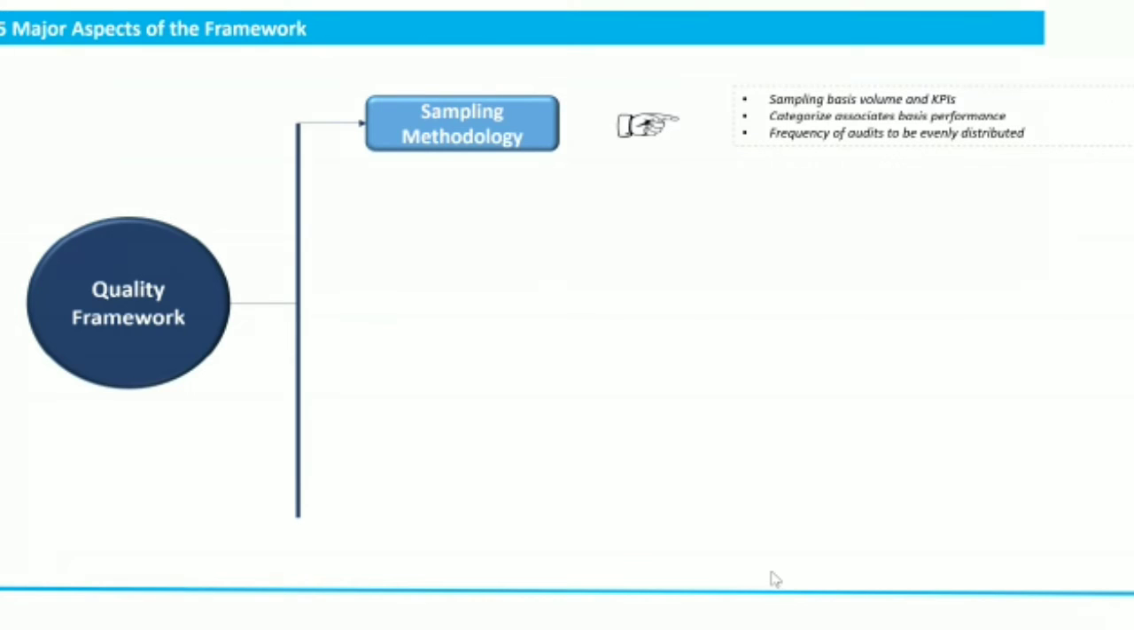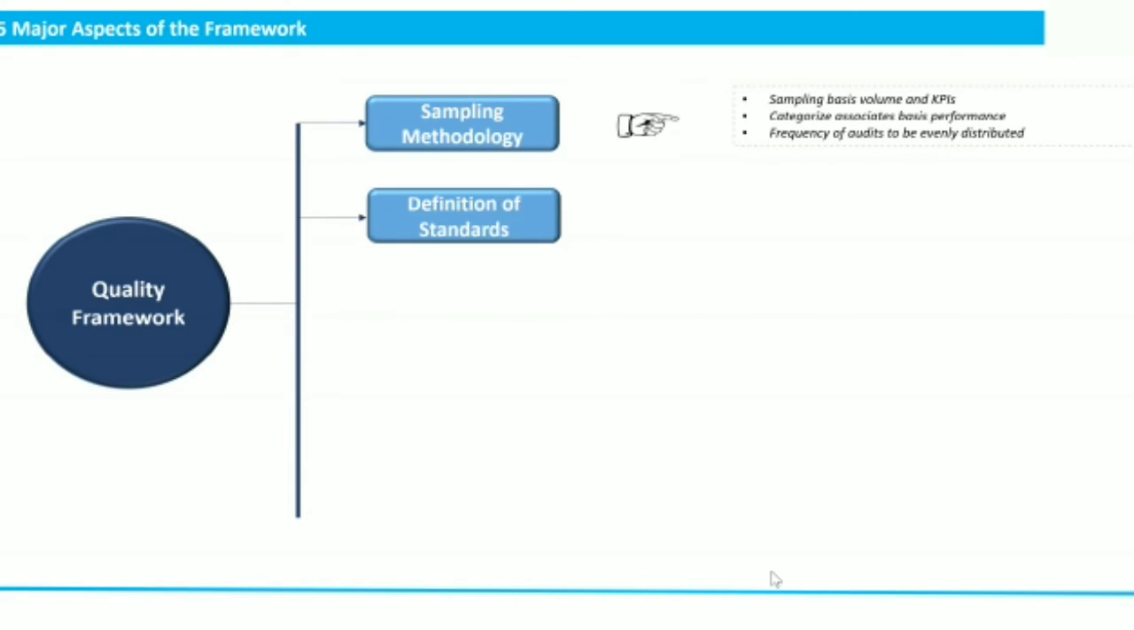And the frequency of audits needs to be evenly distributed. Now, this is very important. The frequency of audits has to be spread equally across the days, weeks, hours, months, quarters, years, every aspect. It cannot be that this week I do 2 audits for, let's say, associate A, and next week I don't do any audit, and then in the third week or maybe the fourth week I do. That creates an imbalance in the audit approach. It is not uniform anymore. Hence, it is important that the frequency of audits is evenly distributed.